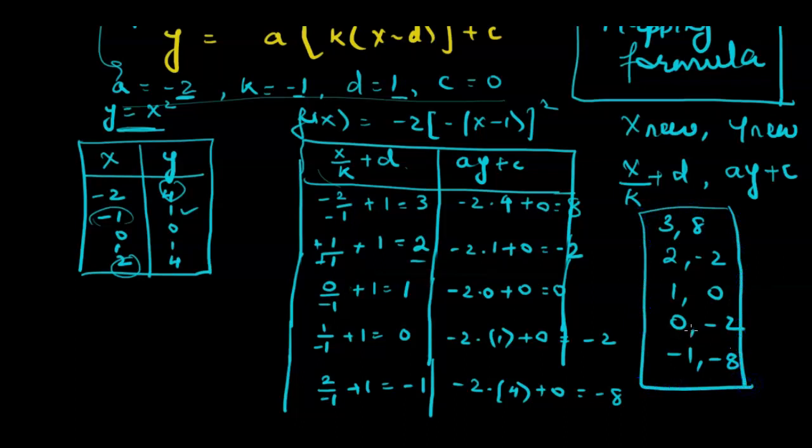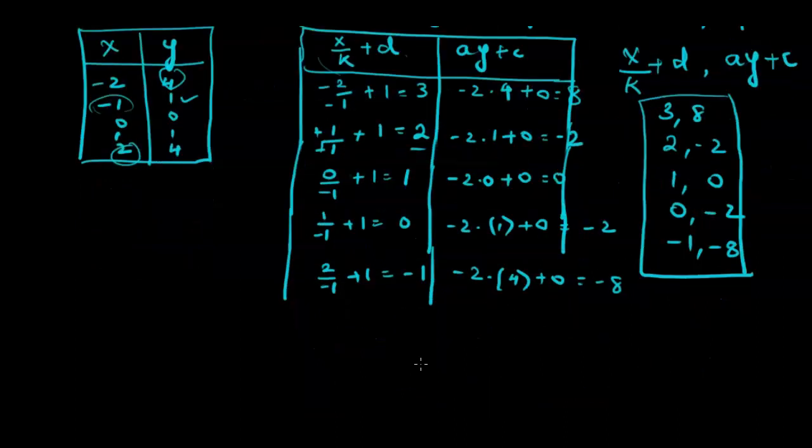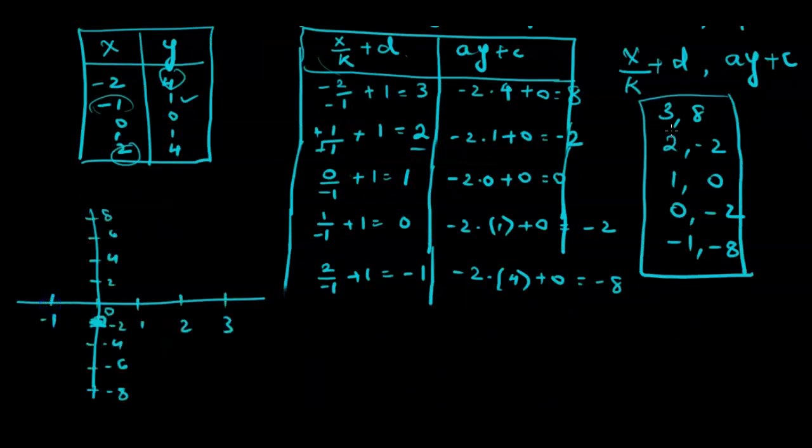And these points I have obtained by taking care of all my transformation parameters and my parent function original points. Now let's turn these points into a graph. So let's say this is our grid. We put in the x values. Now when x is 3, y is negative 8. Sorry, negative 2 times 4 is a negative 8. Going back to it, when x is 3, y is negative 8.